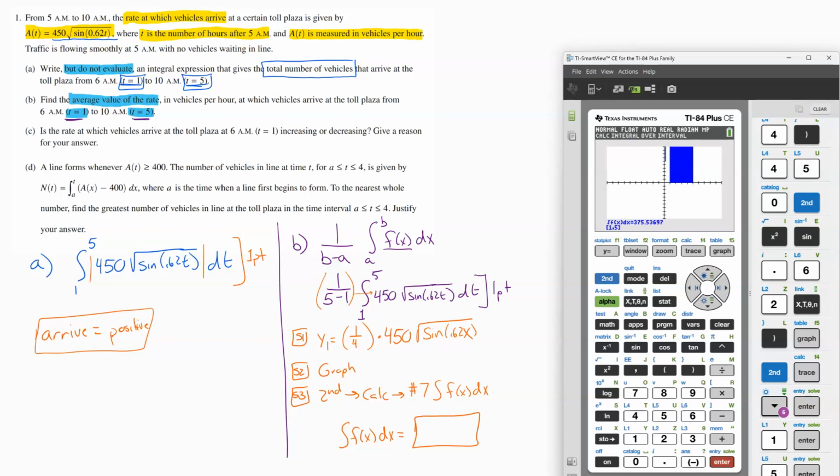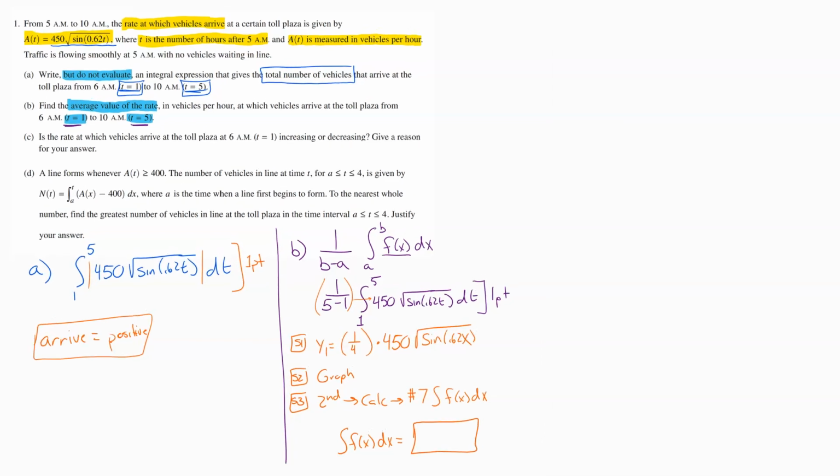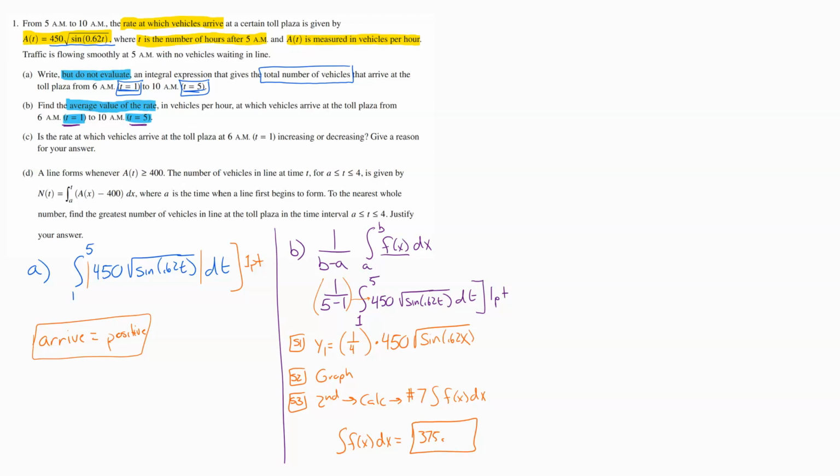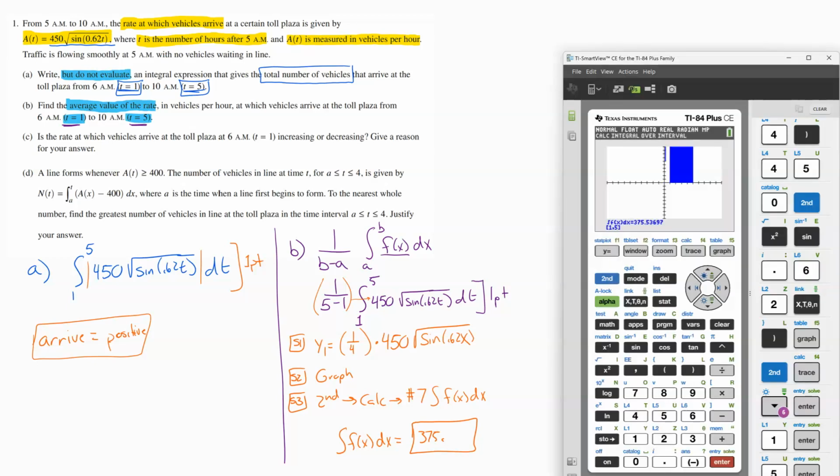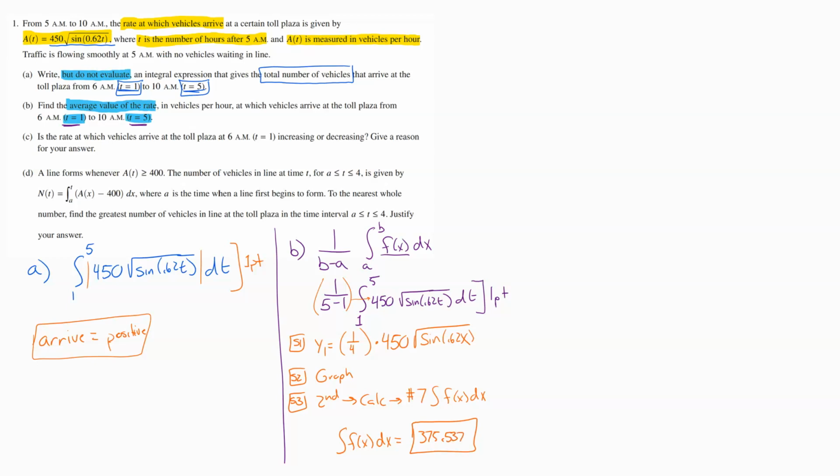We hit enter, and then we can see at the bottom of the screen that we have our integral of f of x dx, and it gives us our value, 375.537, so that would be our average value. So this would be 375.537, rounded to three decimal places. And never forget your units. This is the average value of the rate, and the rate was vehicles per hour.